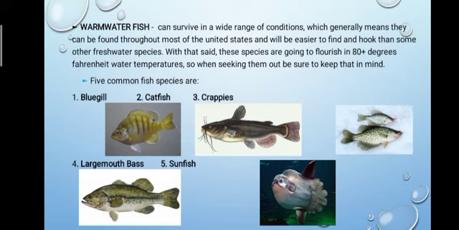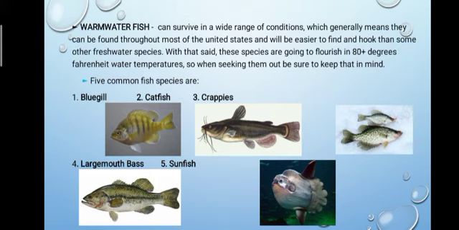The second common fish species is the catfish. So catfish are a diverse group of ray-finned fishes named for their prominent barbels, which resemble a cat's whiskers. Catfish range in size and behavior from the three largest species alive. So the third common warm water fish is the crappies. Crappies are two species of North American freshwater fish of the genus Pomoxis in the family Centrarchidae. Both species of crappies are popular game fish among recreational anglers.